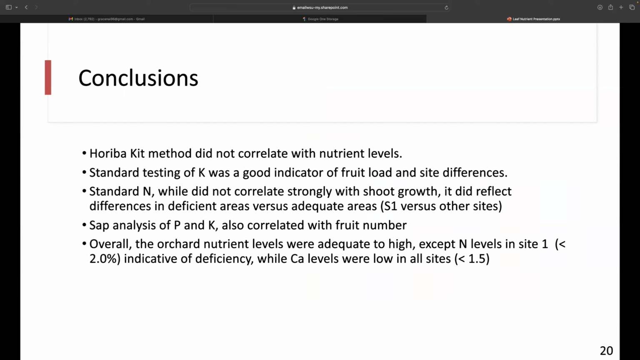Standard N, while it did not correlate strongly with shoot growth, did reflect differences in the deficient area versus the adequate area, site versus the other sites. SAP analysis of P and K also correlated with fruit number. Overall, the orchard nutrient levels were adequate to high, except the N level in site 1, indicative of deficiency, while Ca levels were low in all sites.